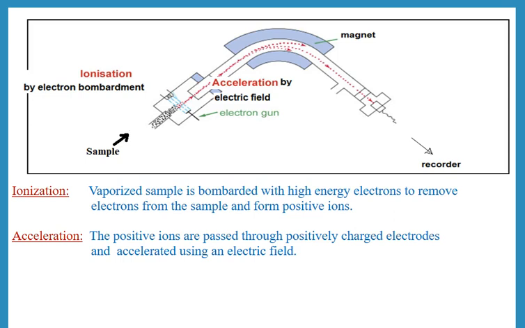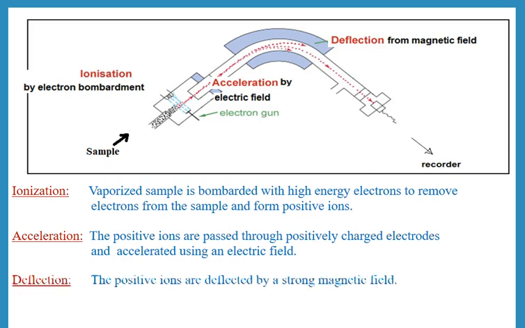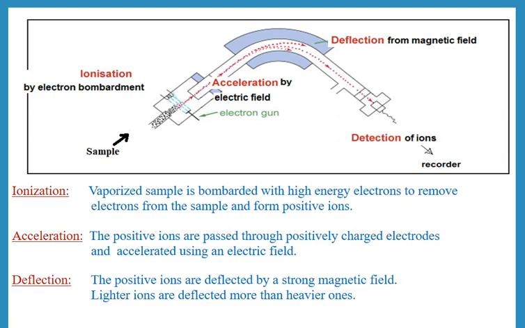The next step is these ions pass through a magnet. When they pass through the magnetic field, what happens is deflection. So the next thing that happens to the positive ions is deflection. The positive ions are deflected using the strong magnetic field. They are deflected to different extents because lighter ions are deflected more than heavier ions. And in this case, the ions are separated. So you get the lighter ones somewhere and the heavier ones as we move on, they are deflected in different directions.